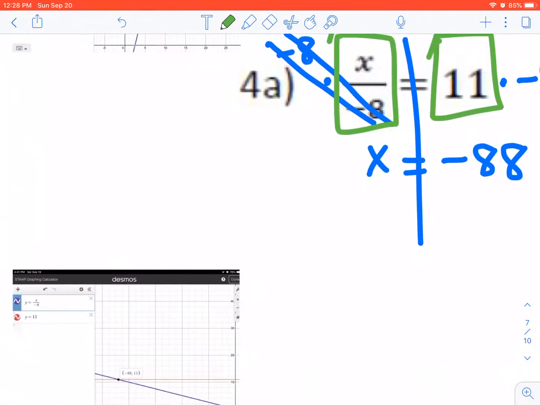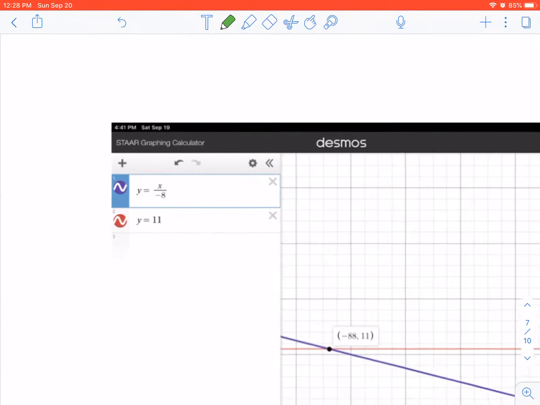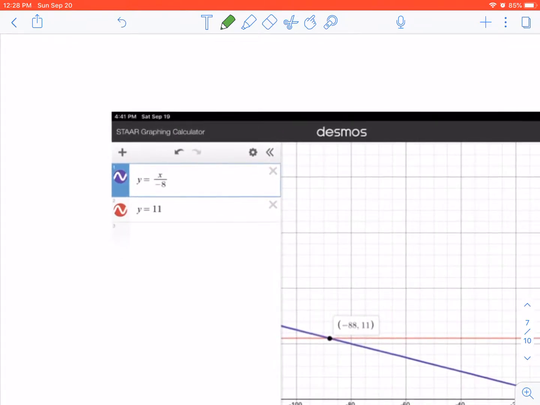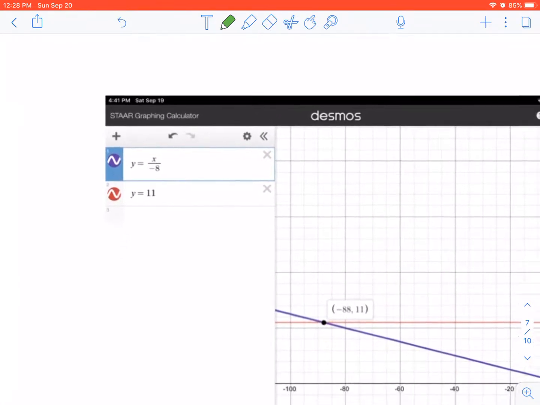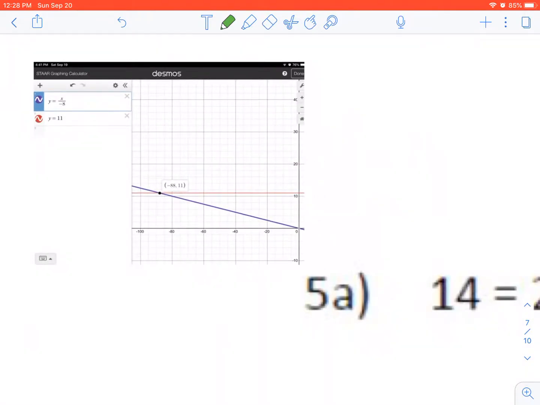And that's what I have down here. I don't know if you can see it. So we have y equals x over negative 8, and we have y equals 11. You might have to push, pull, and drag your screen until you find where your lines cross. And here they cross at negative 88, 11.